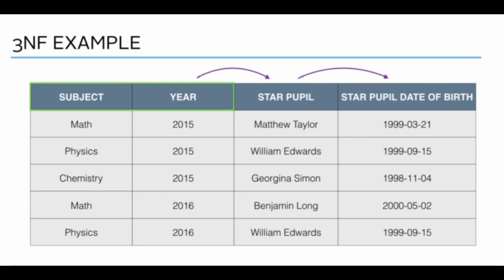So we can't say that this table is in third normal form, because the star pupil date of birth also depends on a column which is a non-primary key column, the star pupil. So this table is not in third normal form. Now the question is, how do we make this table follow third normal form? To do that, we need to split this table into two separate tables.